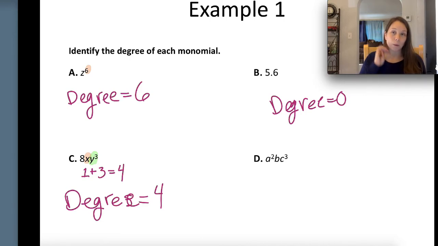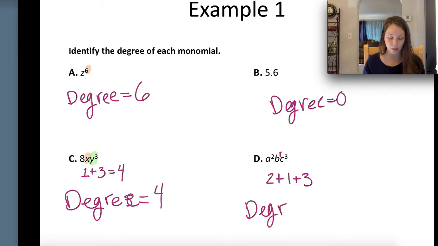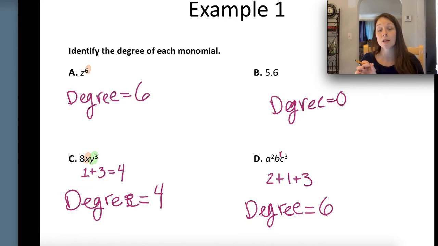And last, looking at part D, we have a squared bc cubed. Adding our degrees, that b in the middle technically has an exponent of 1. So taking 2 plus 1 plus 3 is going to give us the degree of the entire monomial, which is 6. So a monomial is just a single term. The way you identify its degree is looking at your variable's exponents, and if you have multiple variables, adding those exponents together.